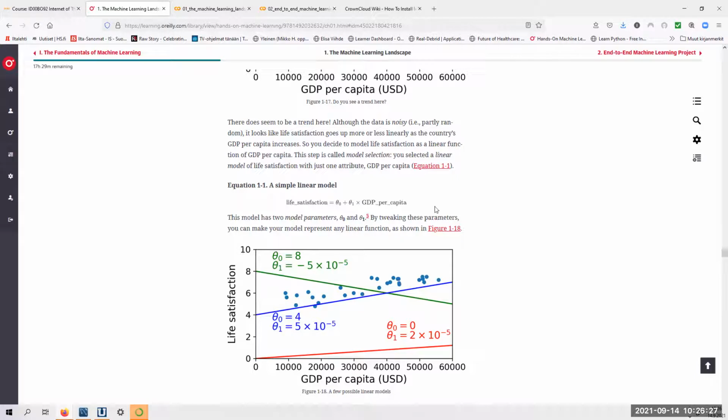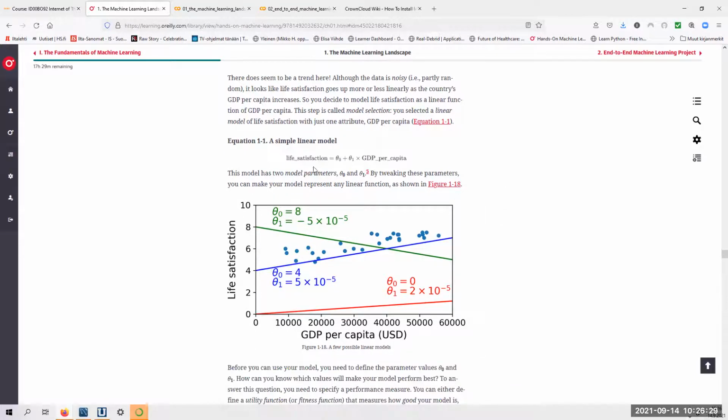So here is the basic formula for linear equations. The y value, or vertical axis value, is some constant plus the slope of the line times the x value. GDP is x, life satisfaction is y, constant plus slope. And of course, this constant value gives you the intersection with the vertical axis.